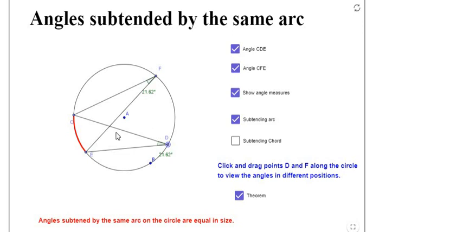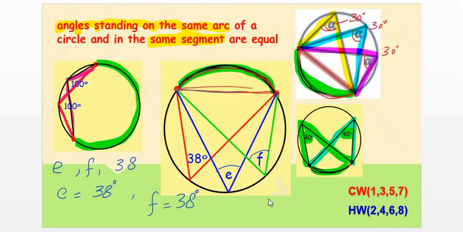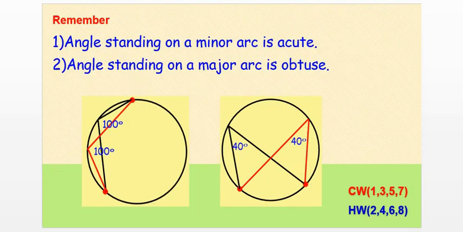So this shows that if the angle is standing on a minor arc, it's always an acute angle, and if the angle is standing on a major arc, it is always an obtuse angle. So we can make a rule that the angles standing on the minor arc will be acute angles, and if the angle is standing on a major arc like this one, it will always be an obtuse angle. Clear? Let's start the questions from the exercise now.